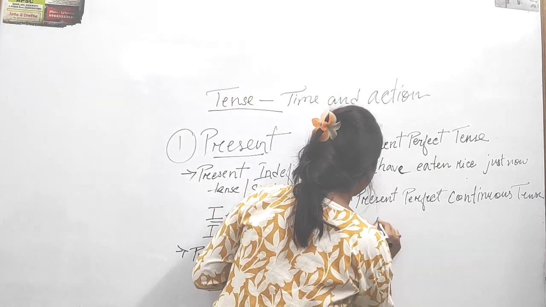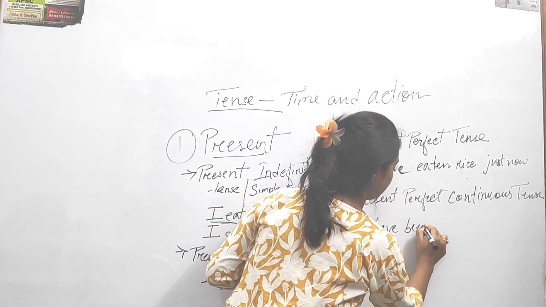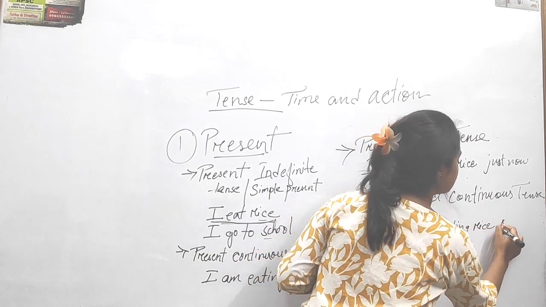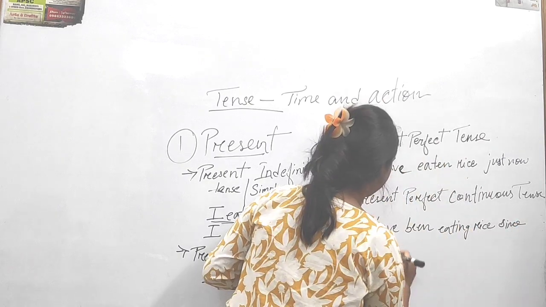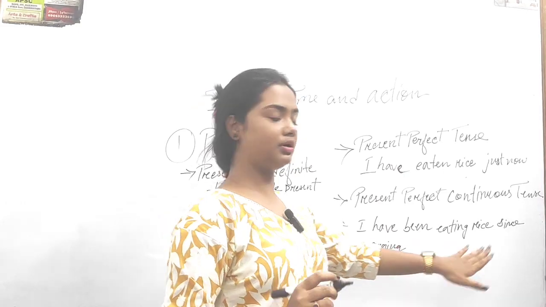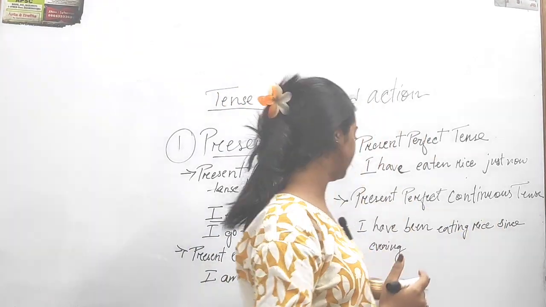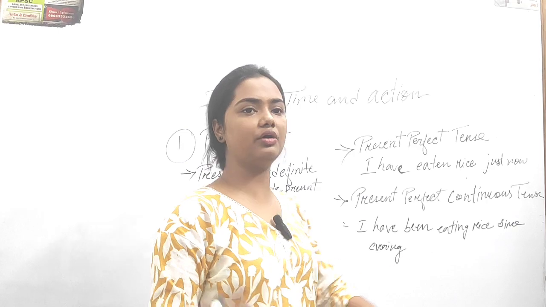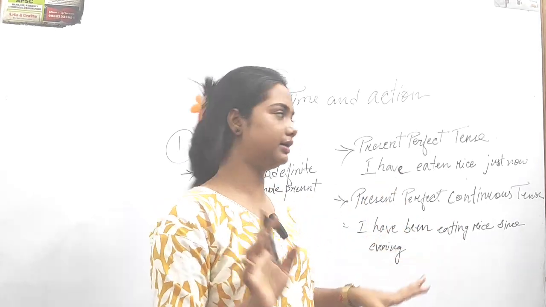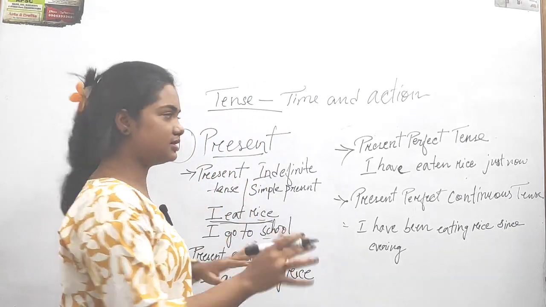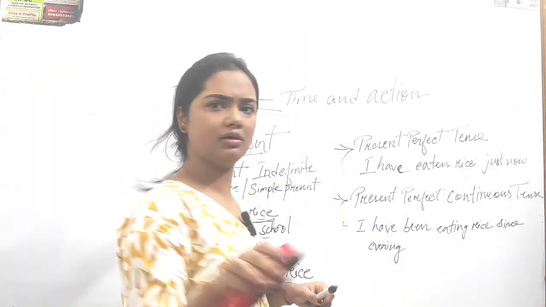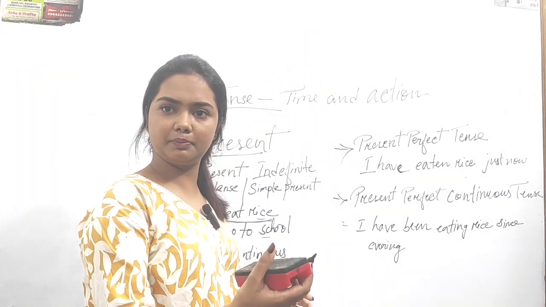Like I have been eating rice since evening. So they'll give you words like since, from, or a definite time like evening, or from 2 o'clock, or since 2 o'clock. So something like that. Are you all clear with this? This is the basic you should know. Should I go further with past?